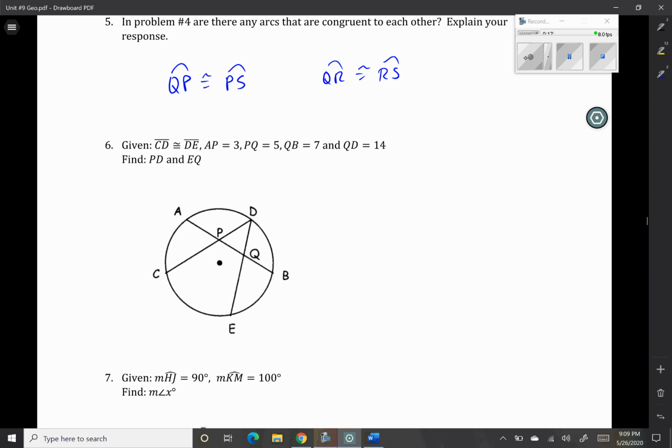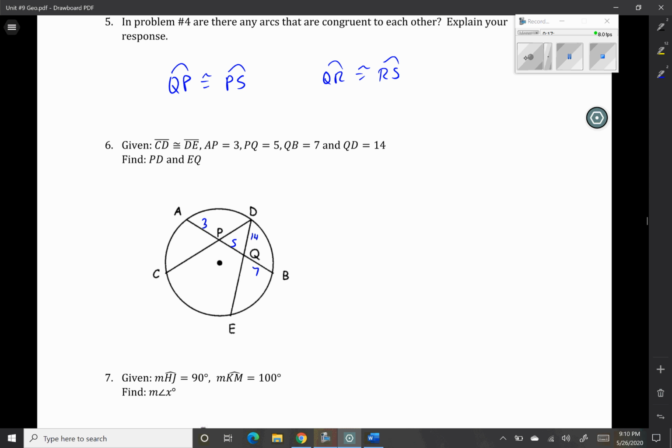Number 6 gives us kind of an interesting picture, so let's see what we have here. So it says CD is congruent to DE, so these two chords are the same size. It says AP is 3. It says PQ is 5. And it says QB is 7. It also tells us that QD is 14, not drawn to size, obviously. And it wants us to find two different segments. It wants us to find PD, and it wants us to find EQ.